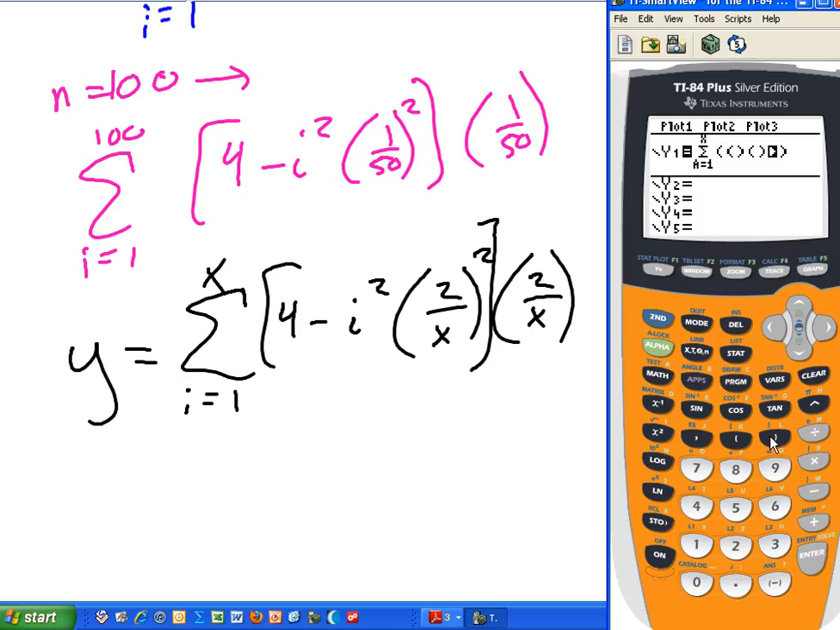Okay. So what goes in there? Then we've got 4 minus a squared times, well, because I'm using x to be the upper limit, so we're going to let x vary.